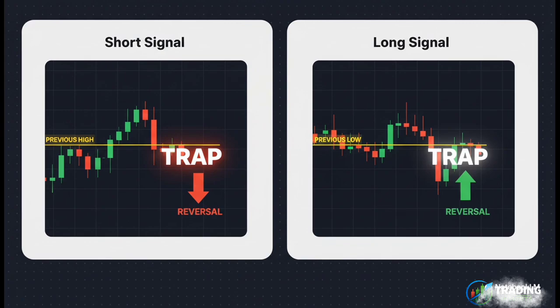And remember, this trap works both ways. If the price breaks yesterday's high and then fails, all the buyers are trapped. That gives you a potential signal to go short. On the flip side, if the price breaks yesterday's low and then fails, the sellers are the ones who get trapped. That's a strong signal for a long entry. It's the exact same pattern, just mirrored.